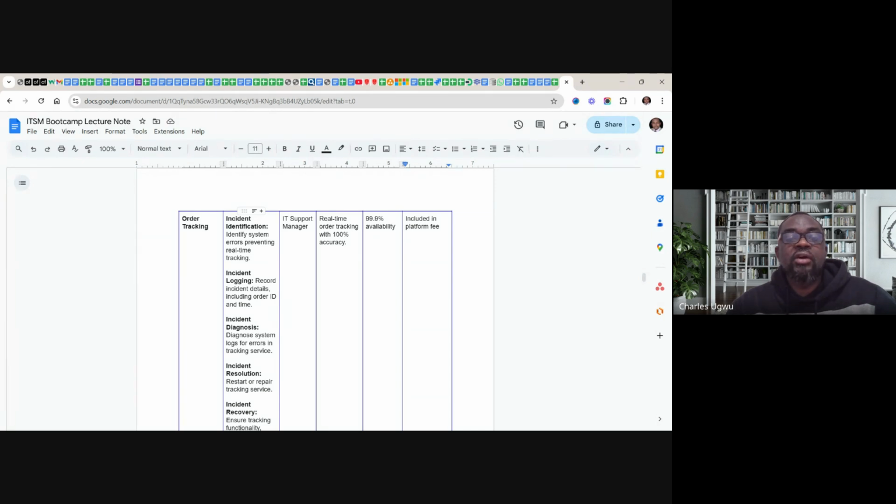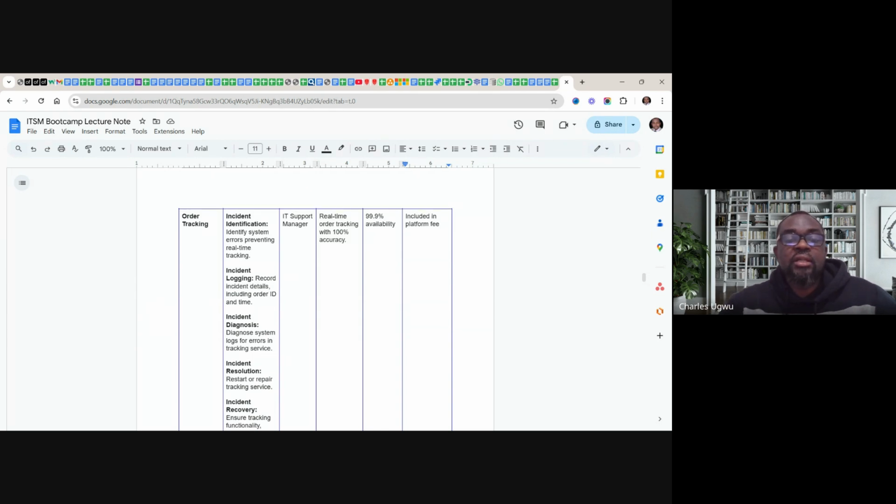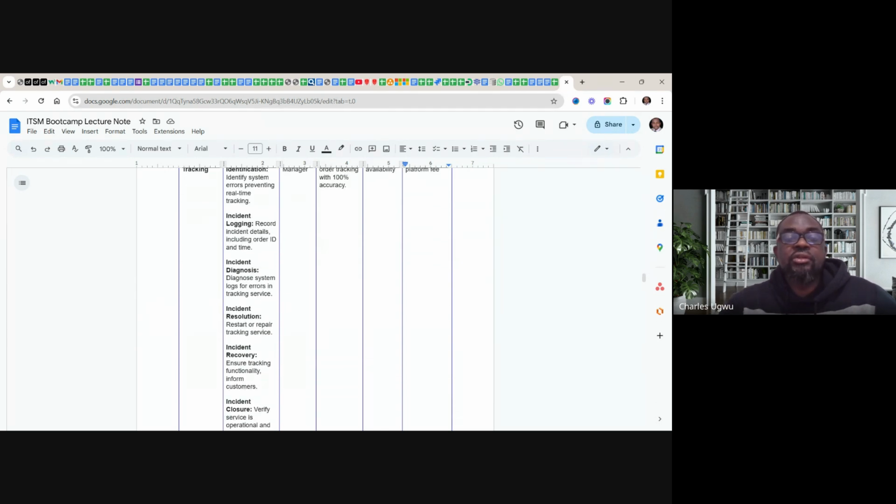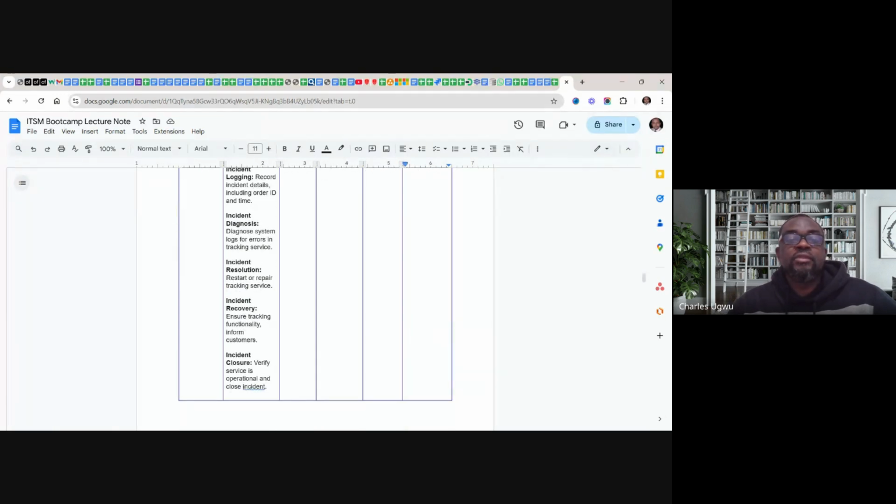and the order ID, and we do diagnosis and incident resolution, which is either we restart or repair the tracking service. Incident recovery: ensure tracking functionality has started working again. Closure: verify the service is operational, and close the incident.